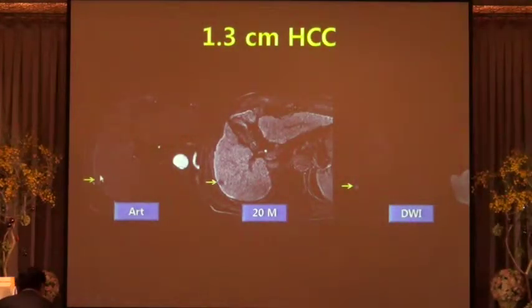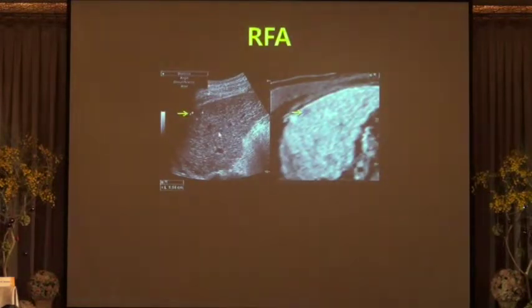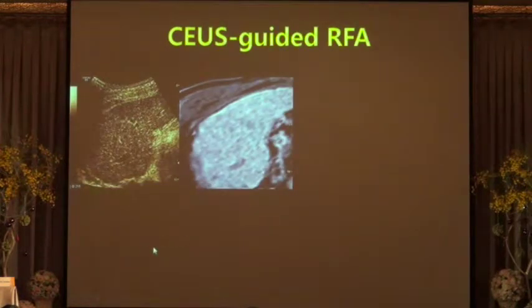Here you can see a small ACC in segment 6 of the liver. It is located in the periphery of the liver, so it is a challenging case. On plain ultrasound, a certain low echoic nodule was identified, and it was considered the HCC identified on MR. At the time of RFA, again, a subtle low echoic region was identified. However, to be certain, contrast-enhanced ultrasound was performed.